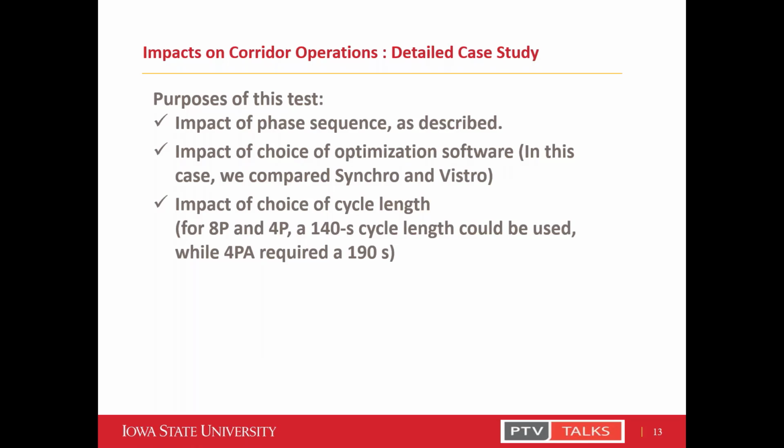The purpose of this test is to assess 3 different impact comparisons. The first one is the impact of phase sequence. The second is to compare the impact of the choice of optimization software. In this case, we compared Synchro and Vistro. And the third one is to compare the impact of the choice of cycle lengths. For 8 phase and 4P, a 140-second cycle length could be used, while 4PA required a 190-second cycle length. As in the single intersection study, the goal is to see whether these comparisons have similar impact or not.